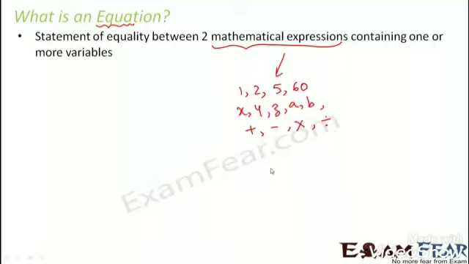I'll give you some examples of mathematical expressions. For example, 3x minus 12. It has constants 3 and 12. It has a variable x. It has an operator minus. So 3x minus 12 is a mathematical expression.